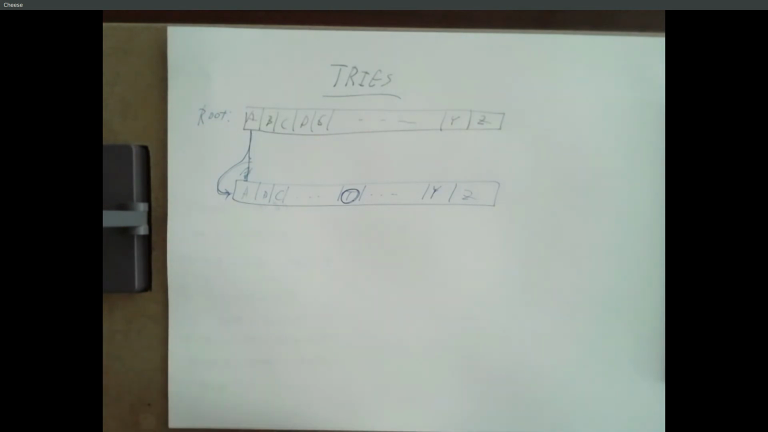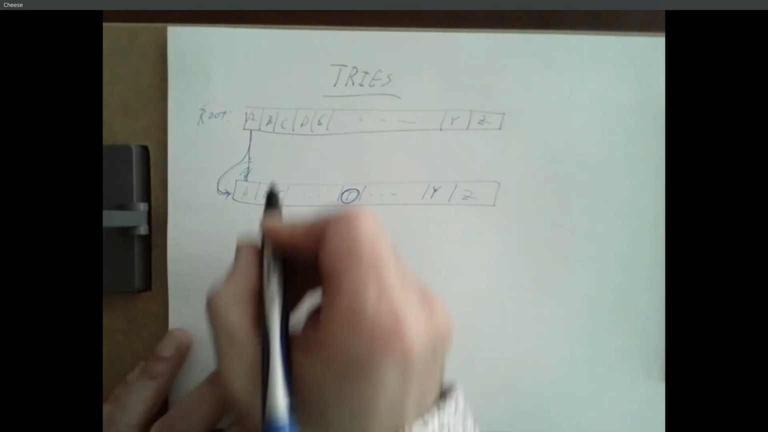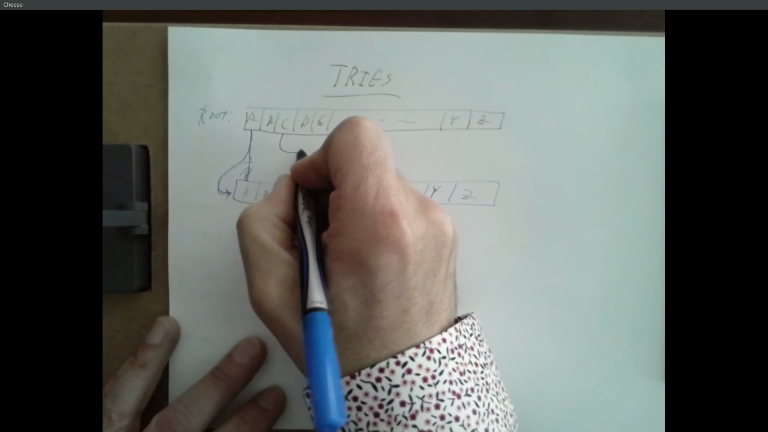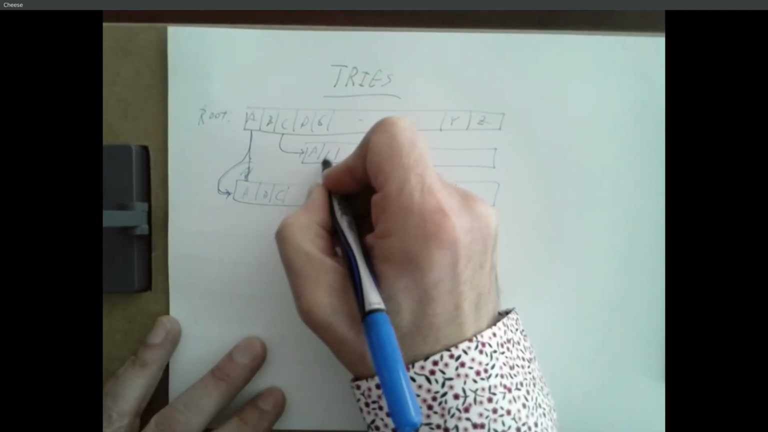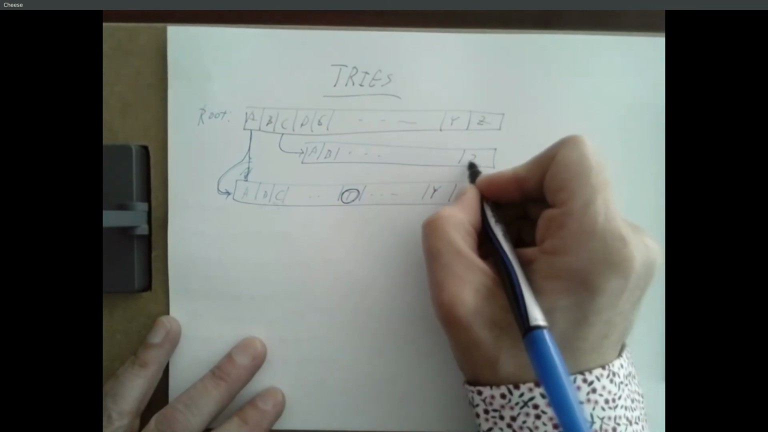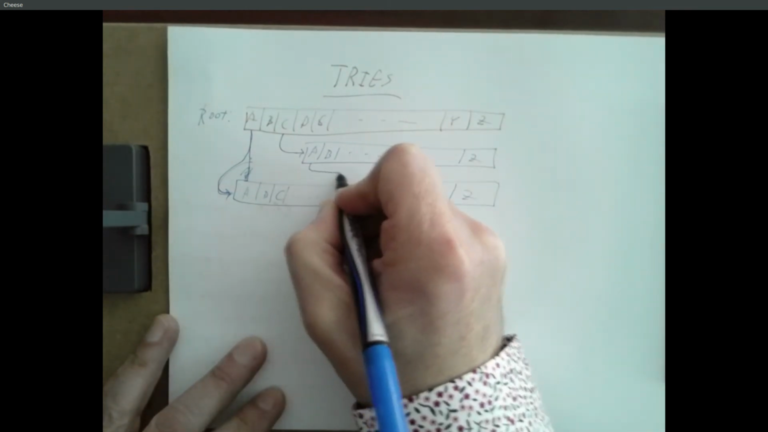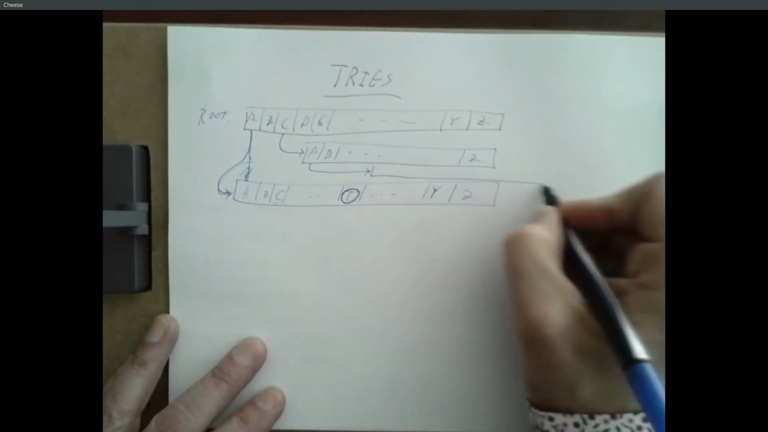Now, suppose I want to store the word CAT. I'm going to take the C, and I'm going to point to another entry. And I'm going to take the A, and I'm going to point to another entry.